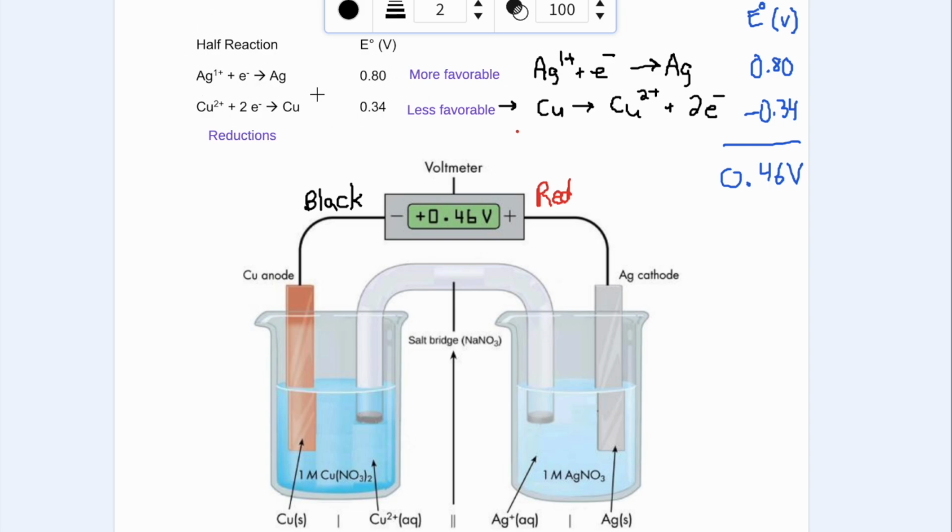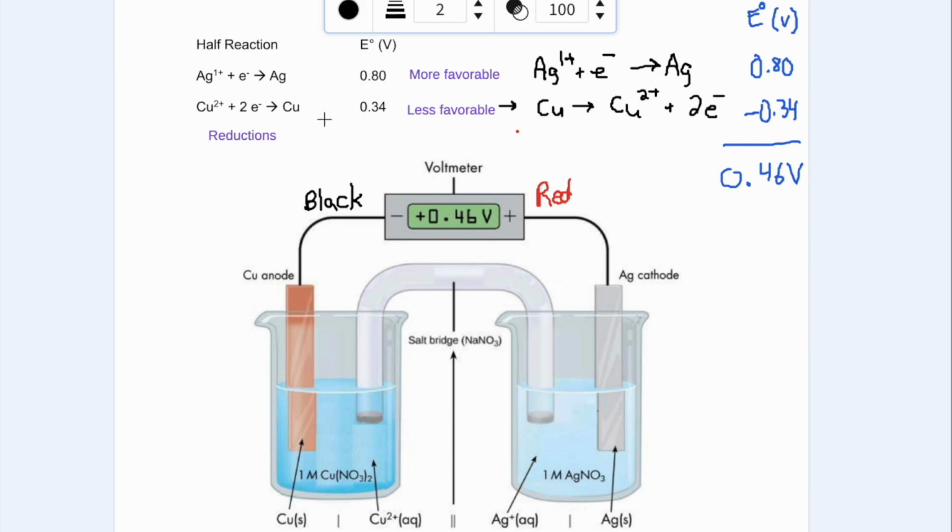We have the silver being reduced. So the table is always a table of reductions. So we have some sort of metal ion with however many electrons it needs going to the solid metal. That is the half reaction that is shown in the table. And then the table's organized so that the larger, more positive numbers are higher up on the table, and then the smaller numbers are lower down on the table. Arbitrarily, hydrogen ions going to hydrogen gas is assigned a value of 0. So anything that is less favorable than hydrogen will have a negative number.